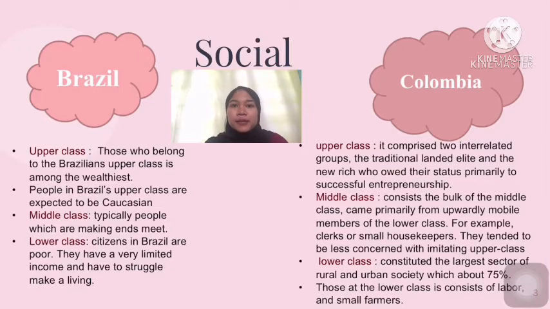The people in this lower middle class tended to be less concerned with imitating upper class and focused on making a living. And the last one is the lower class. The lower class and masses together constitute the largest sector in rural and urban society, which is about 75%. Those in this lower class consist of labor and small farmers.